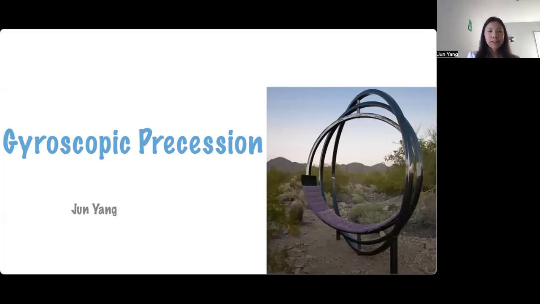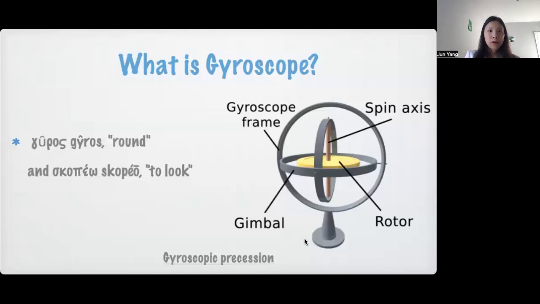I'm here to give a lecture about gyroscopic precession. This gyroscopic chair is using the principle of gyroscopic precession. What is a gyroscope? In Greek, gyro means round, and scope means to look. This gyroscope includes a frame, gimbal, rotor, and spin axis.